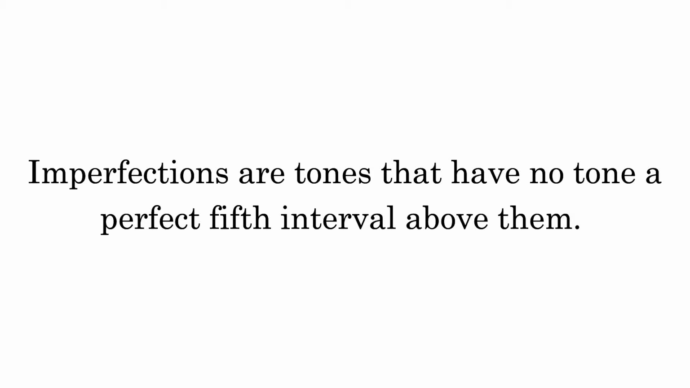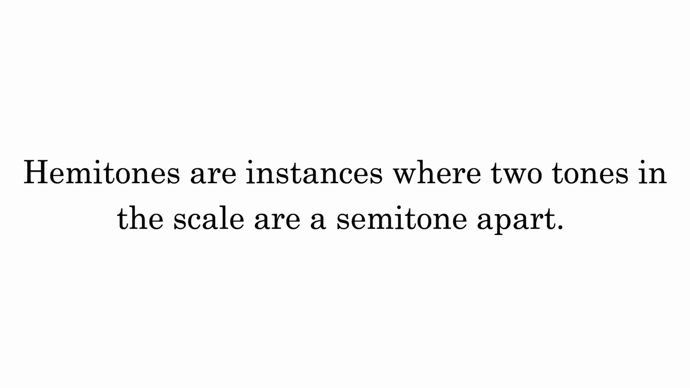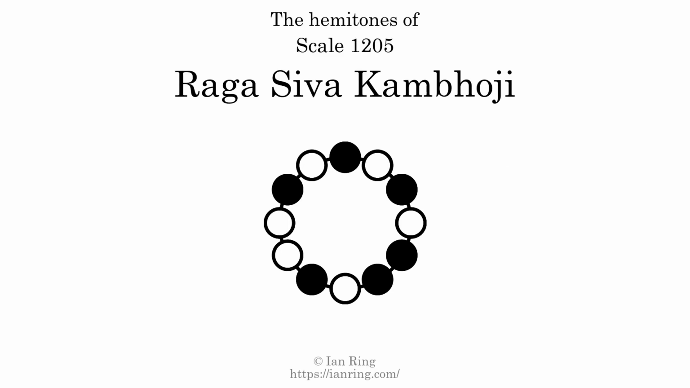Imperfections are tones that have no tone a perfect fifth interval above them. This scale has 2 imperfections. They are at positions here and here. Hemitones are instances where 2 tones in the scale are a semitone apart. This scale has 1 hemitone.